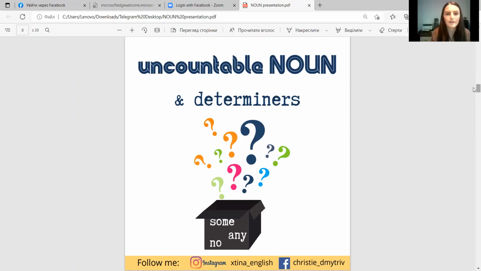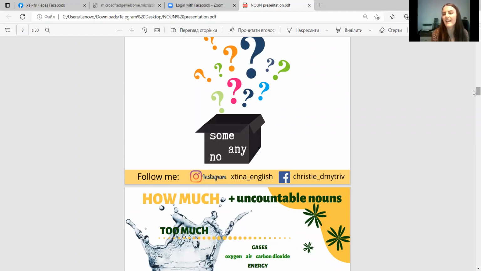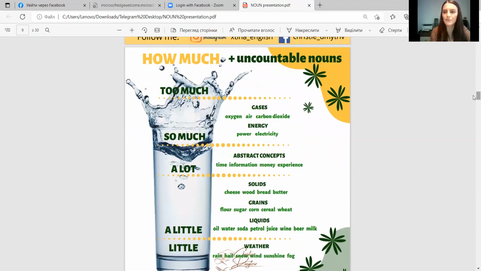Then, as we have mentioned before, all nouns are divided into countable and uncountable, and I would like to start with uncountable nouns. So those which cannot be counted, and there are different categories that can help you to understand which words cannot be counted. It's easy to analyze the words. Analysis will always help you to feel this difference. But okay, so let's look at the categories.